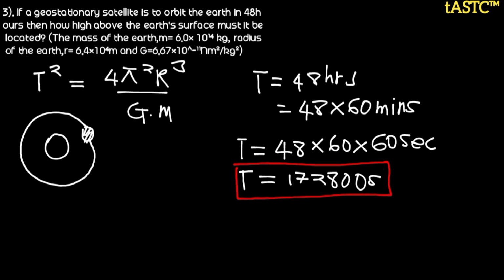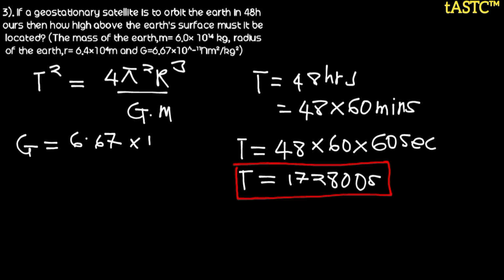Next up, we need to find out what the radius is. Well, the radius is exactly what we're looking for, so we're just going to leave it there and go to G. We are already given what G is: 6.67 multiplied by 10 raised to the power of negative 11. And we also have M, the mass of the Earth as well as the mass of the object.